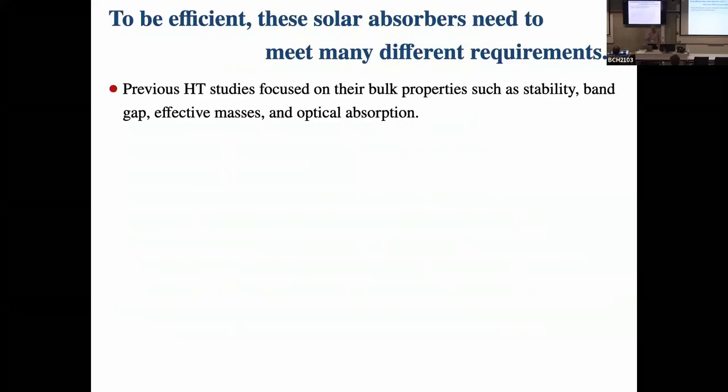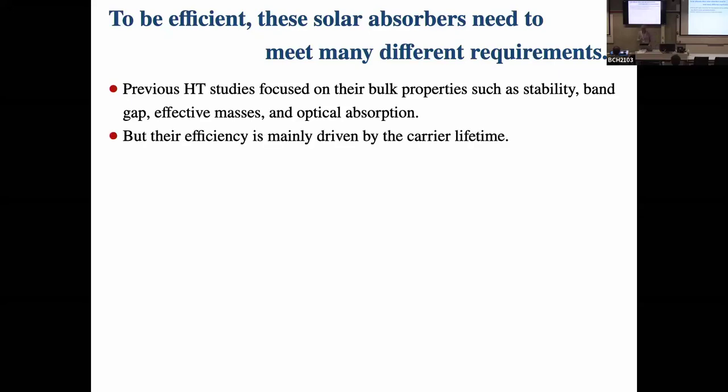So there has been a number of high-throughput screening studies, these funnel approaches that were based mainly on bulk properties. You look for a material that has a good band gap, because you know there is an optimal band gap defined by the Shockley-Queisser limit in terms of maximizing the efficiency. You want to have good effective masses, meaning low effective masses, because you want carriers that are fast, and you want to have a good optical absorption.